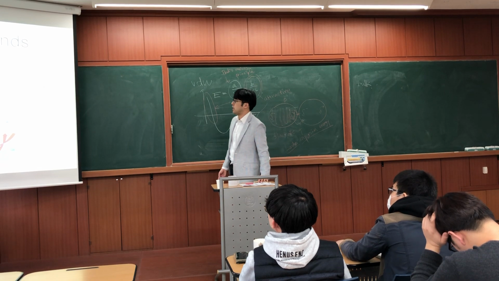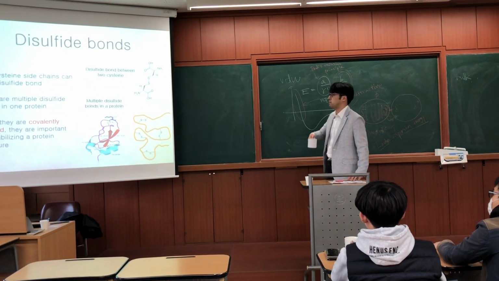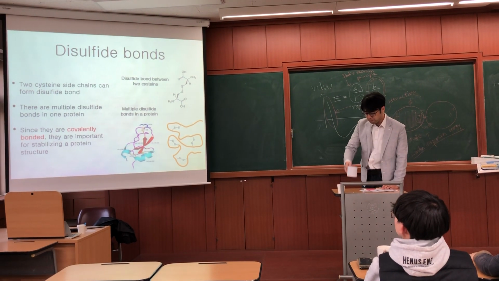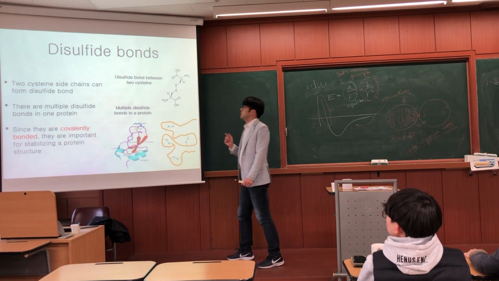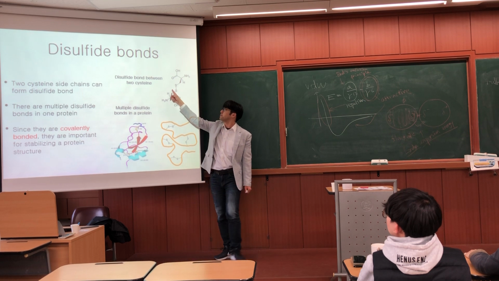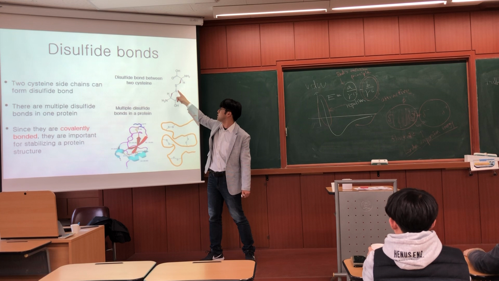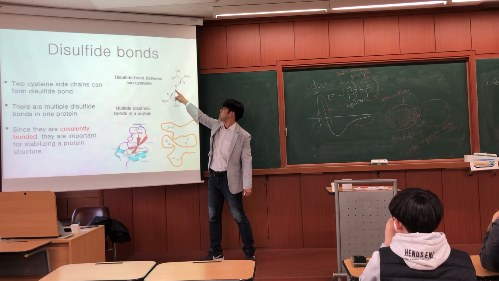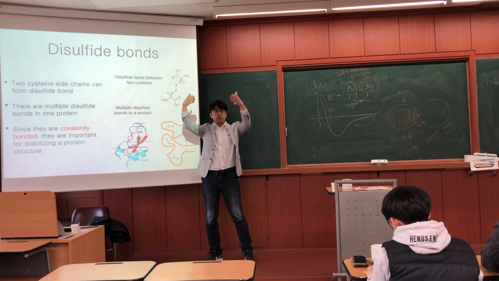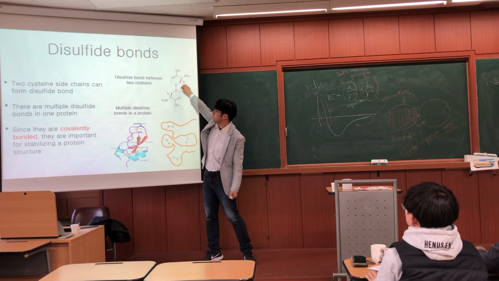And in addition to those, in proteins there is one more specific interaction called disulfide bonds. Among the 20 amino acids, cysteine has sulfur at its side chain. At the end of cysteine, this forms an SH group. And when two SH groups come close, they can go through a reaction.